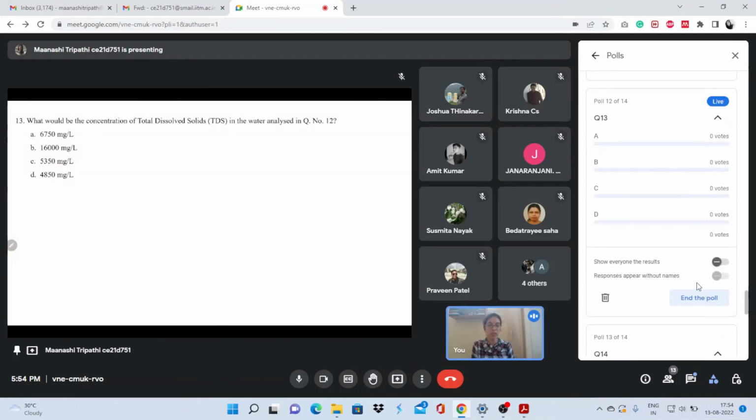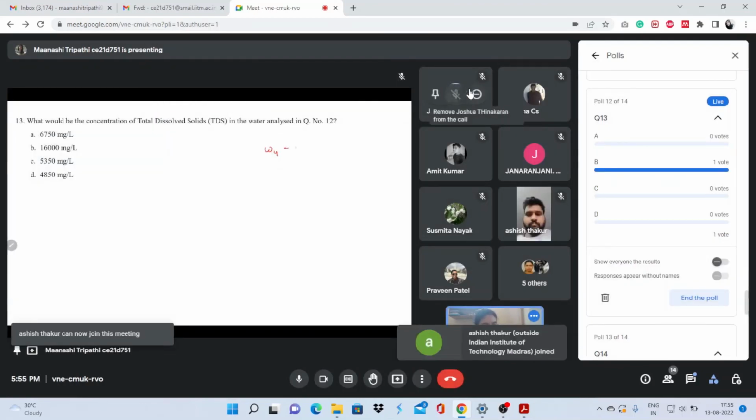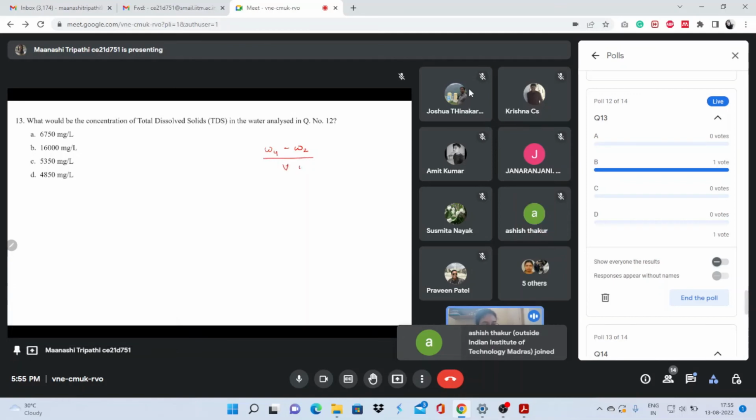What would be the concentration of total dissolved solids? Total dissolved solids means the solids which entered inside the water. They have passed through the filter paper. Now they are in the crucible. So how will we do it? Weight of crucible plus solid minus the weight of the crucible, divided by the volume of water in liter, and this weight in milligrams.